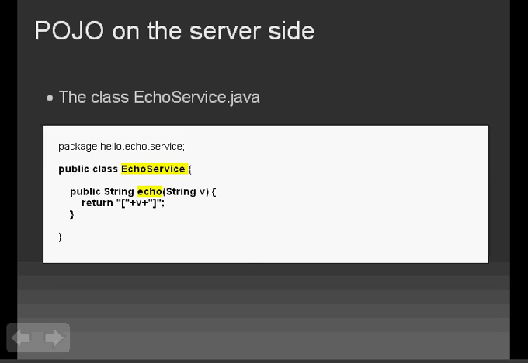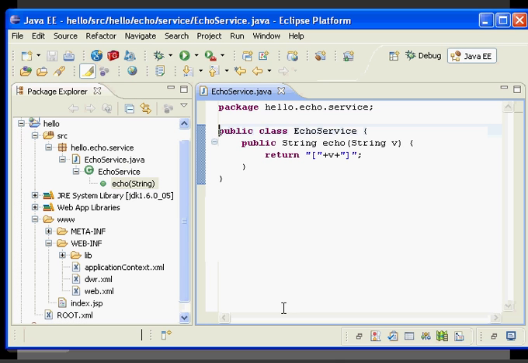Let's have a quick look at the POJO class on the server. I called it EchoService. Here you see it in my Eclipse, and it has one method called echo. It takes an input parameter, a string, and returns a string with brackets around it, the same string with brackets around it.